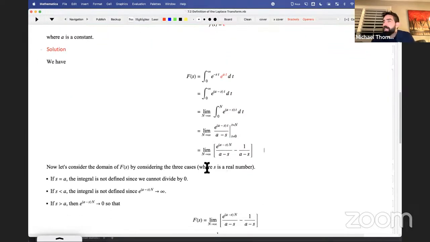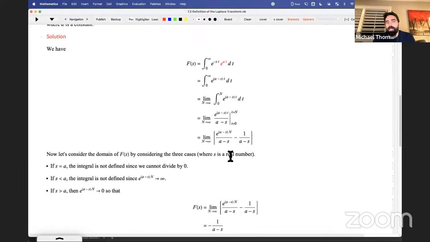Okay, there's 3 cases to consider, right? For real numbers, we're assuming s is real. Let's break this apart at the point s equals a. So we'll do s less than a, we'll do s greater than a, and then s equals a. Let's start with s equals a. Clearly, s can't equal a, right? You can't divide by 0. That's going to destroy the whole thing. So that's not in our domain.